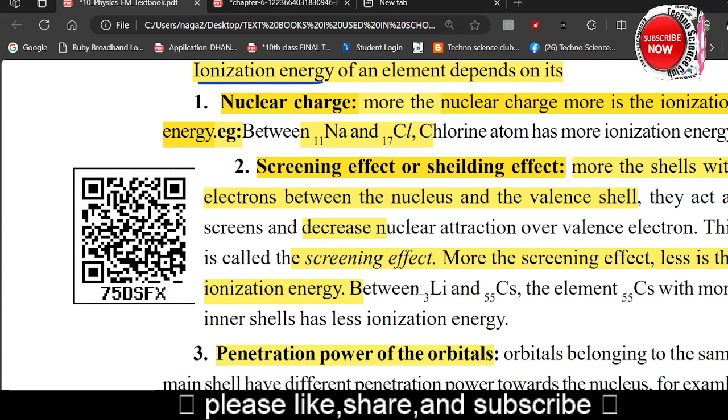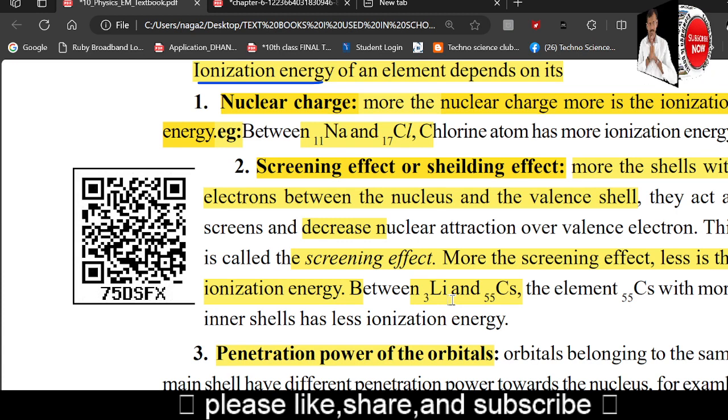Here the example is lithium and cesium. In lithium, the last shell, the valency shell, is the second shell. So we cannot remove the electron easily. Why? Because there is only 1 orbit in between the nucleus and the outermost second shell. Only one screen or one shield is there between the nucleus and the electron.